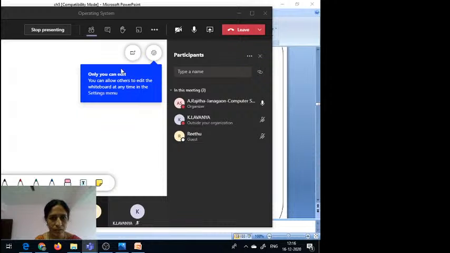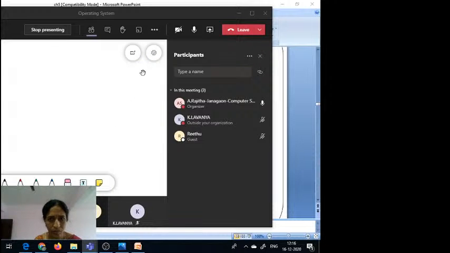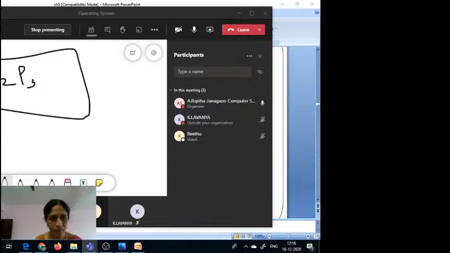Observe here, suppose P1 is some process, P2 is some other process, and P3 is some other process. These three processes are in the ready queue.